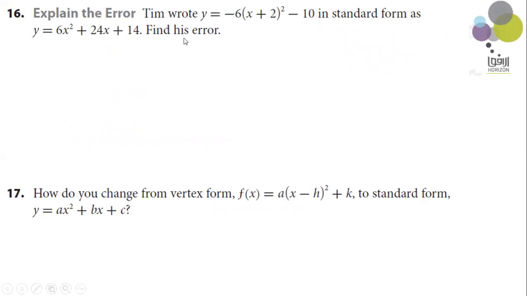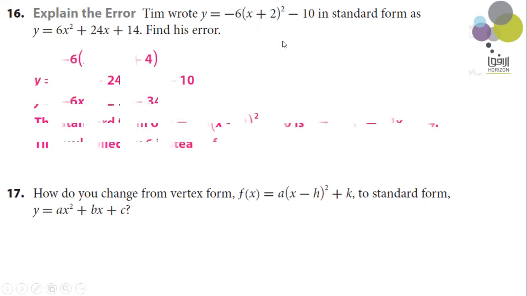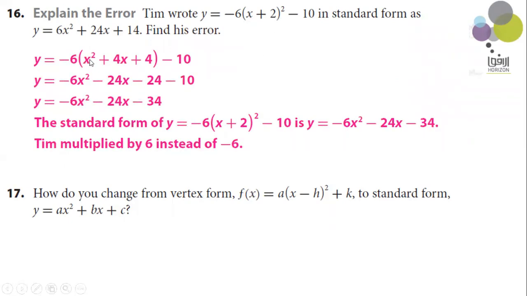Okay, explain the error. Tim wrote negative x plus 2 power 2 minus 10 in standard form as this one. We have to expand this first. Yes, x squared plus 4x plus 4. This is still expanding a binomial square, using the distributive property. 6 multiplied by x, multiplied by 4, multiplied by 4 again. And if you combine, you will find that instead of 14, it will be 34.